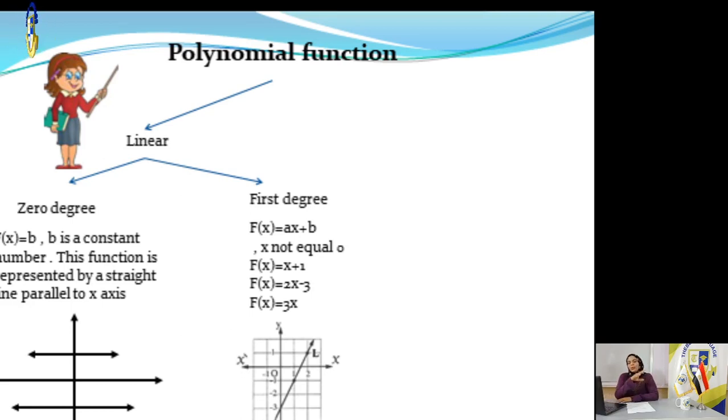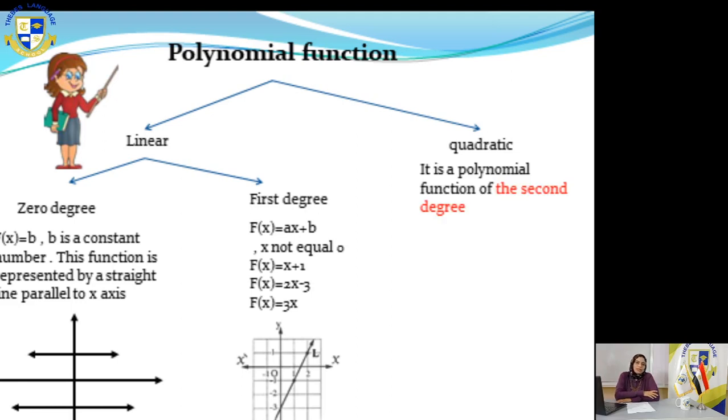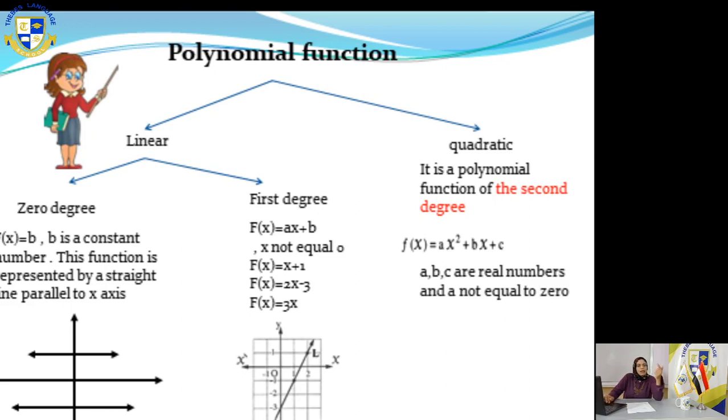Then we will move to the second type of the polynomial function, the quadratic polynomial function. It's a polynomial function of the second degree. It can be written as ax power 2 plus bx plus c, where a, b, and c are real numbers and a is not equal to 0, and it is represented graphically by a curve, as we see. Then we will move to the third slide.